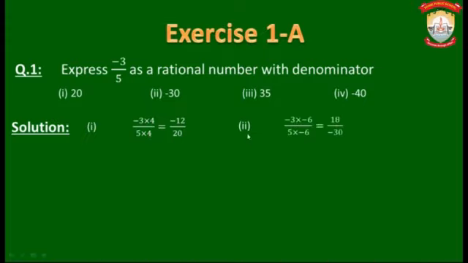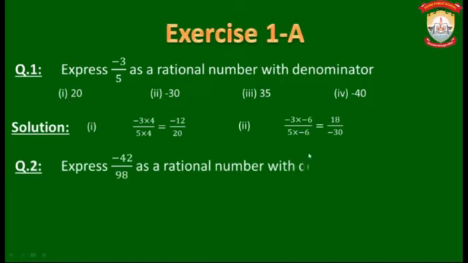Now, second part. Here, we have to make a negative denominator, that is minus 30. For this, we will find out the number which should be multiplied. So, on dividing 30 with 5, we get 6. Now, since we have to also change the sign, we will use minus 6 for multiplying numerator and denominator. Thus, we will get 18 upon minus 30. Next two parts you will do by yourself.